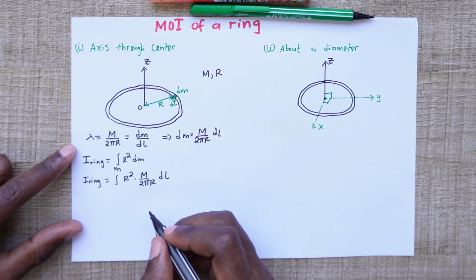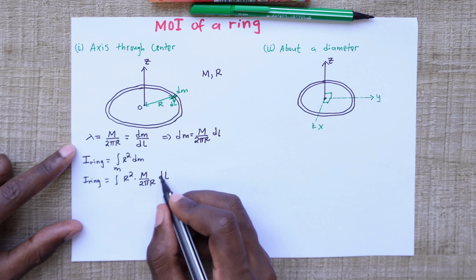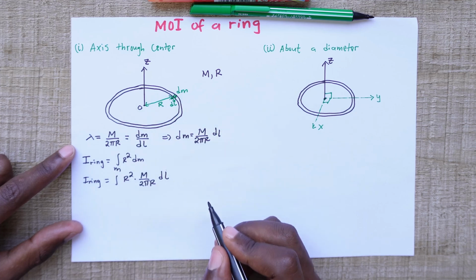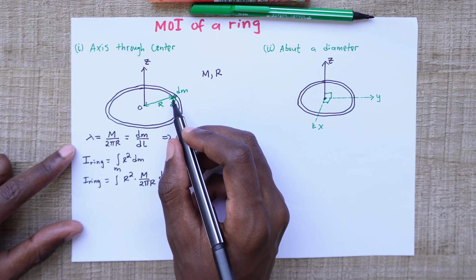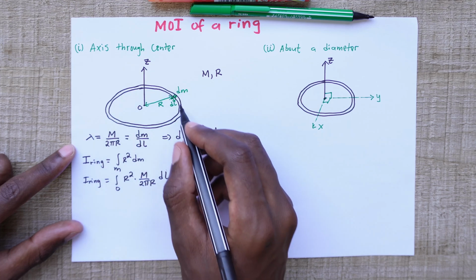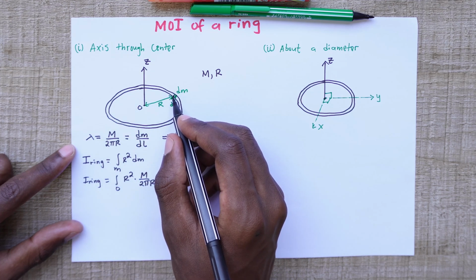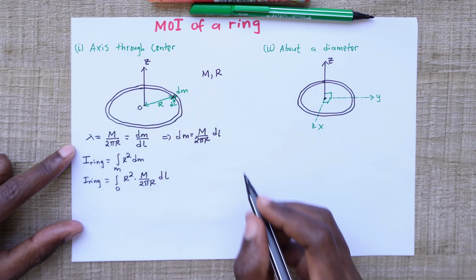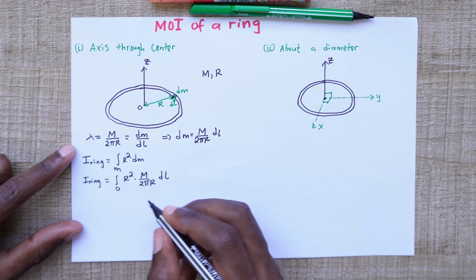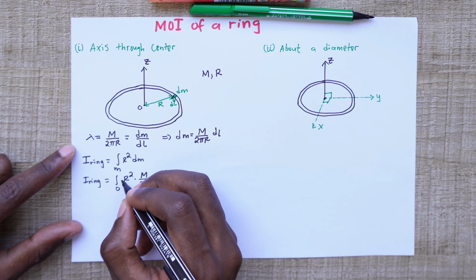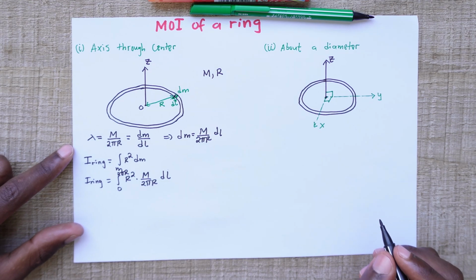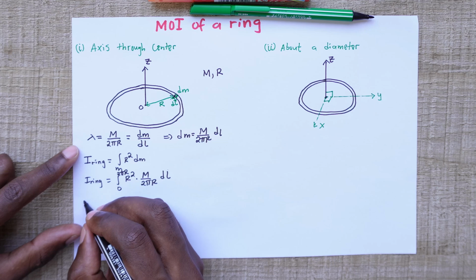Then we need to integrate this over the entire length of the ring. In this case, the length would go from 0 to the circumference, because if you start here and go around, that's just the perimeter of the ring, which is equal to 2 pi R.